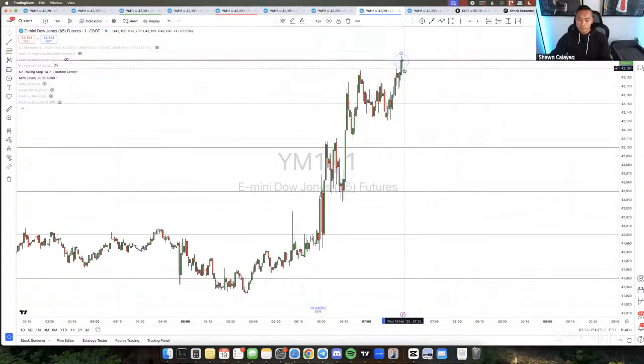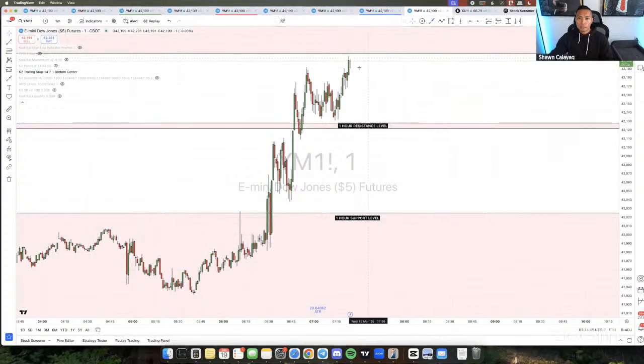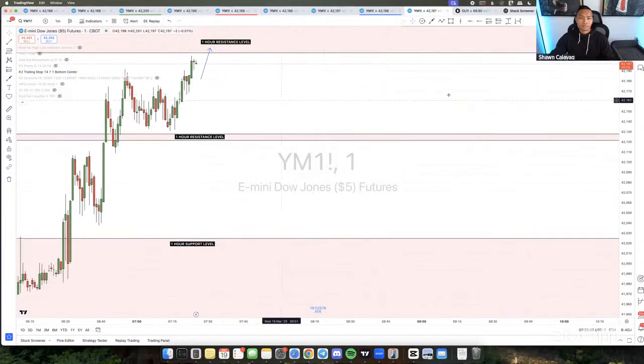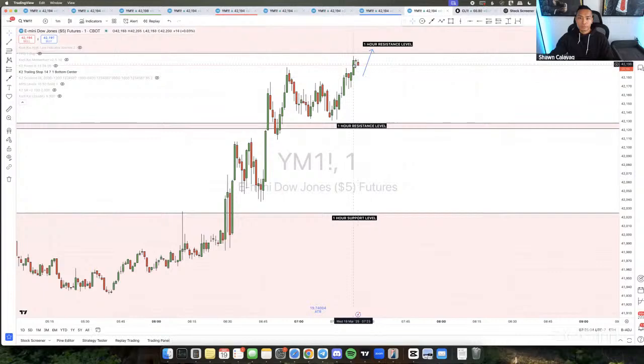42,200. So what I would like to see here is possibly break and retest off this area and push up higher from there. And I'd like to see price push up to the resistance right here. This is going to be 1 hour resistance for the SR chart. The only thing here that I don't like is the volatility is a little flat. The volatility kind of just died down right there.